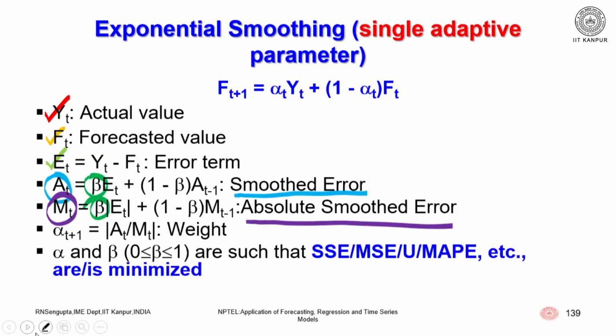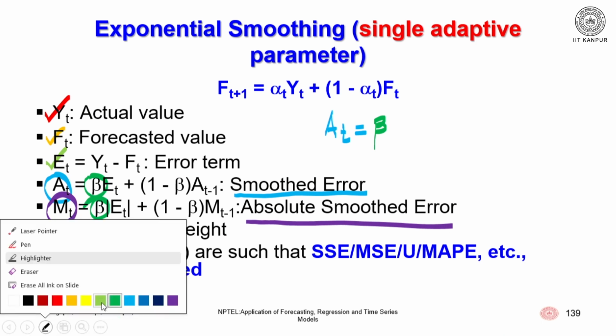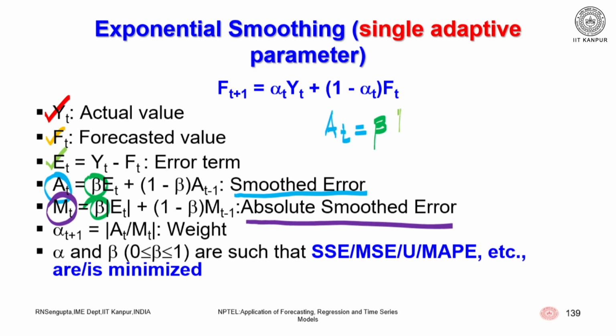So, if I consider the concept of smoothened error, which is coming in the form of AT, I will use the blue color. So, AT basically would be given by beta, beta I marked in green, so I will use the green color, multiplied by the error, which I am using the light green, and I am following the color combination which I have already marked. So, there is no confusion and the continuity of the discussion and the flow of the logic is there. So, plus, I will use the plus sign in black.